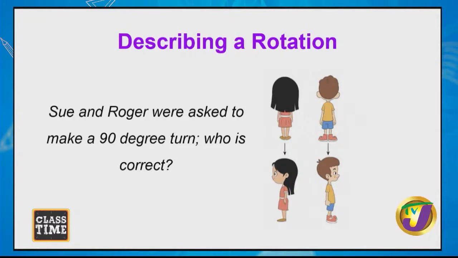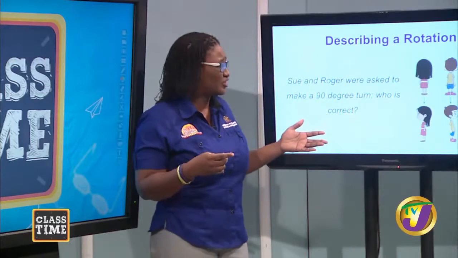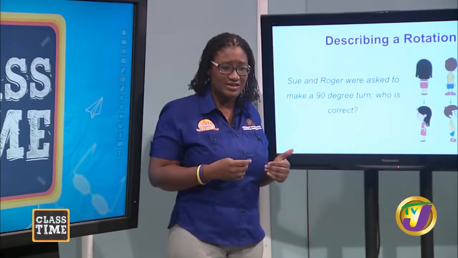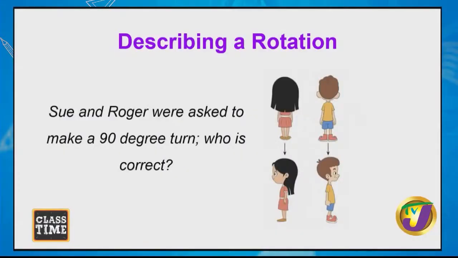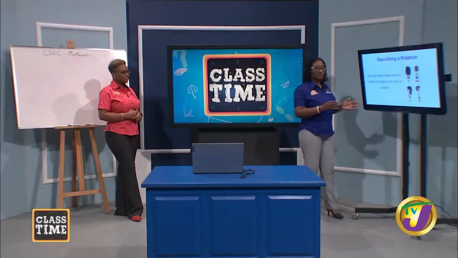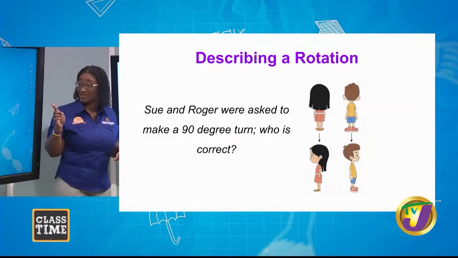Come to think of it, Roger actually looks like he made a 90-degree turn as well. He did. So are we saying that they both made 90-degree turns? They did. It means that something is missing, because we need something a little more precise in order to follow this instruction. If you tell me to make a 90-degree turn, really and truly, I could turn that way, or I could turn this way. So you're going to have to be a little more precise.